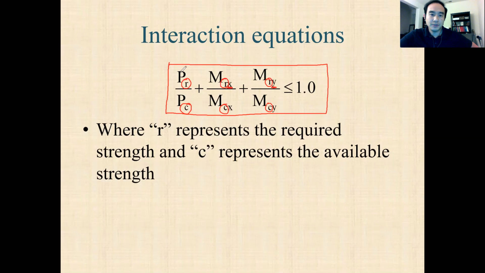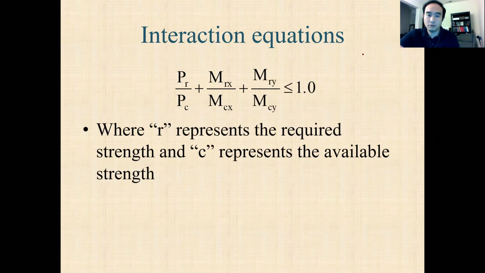So basically these P_R over P_C, M_R over M_C for both x-axis and y-axis, the sum of all those ratios together should be less than or equal to 1.0, which will create an interaction diagram. And R stands for the required strength and C stands for the available strength. So the required strength means demand, and C represents available strength, which is capacity. So I'm going to talk about more details when we get to the AISC equation.